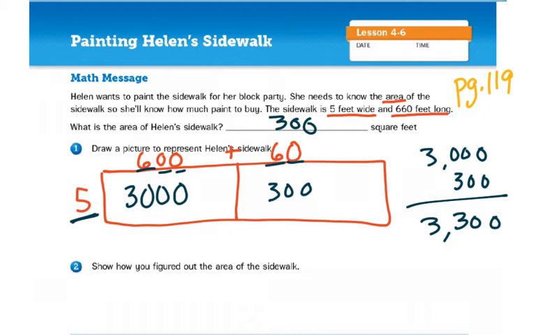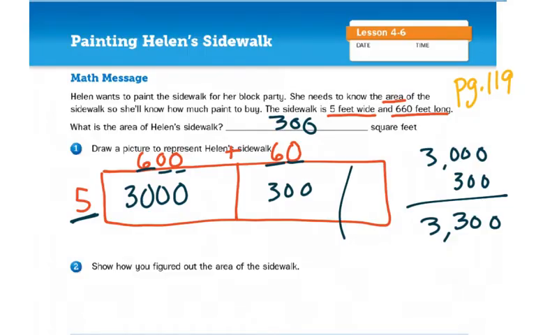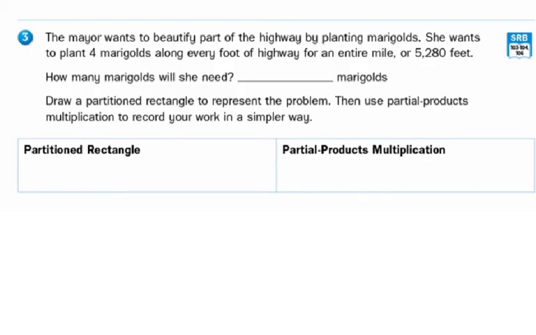Now what we're going to do is introduce another way to do that same multiplication problem, but think of it just a little bit different. So at the bottom of page 119, it says the mayor wants to beautify part of the highway by planting marigolds. She wants to plant 4 marigolds along every foot of the highway for an entire mile, or 5,280 feet. How many marigolds will she need? Draw a partitioned rectangle to represent the problem. Then use partial products multiplication to record your work in a simpler way.